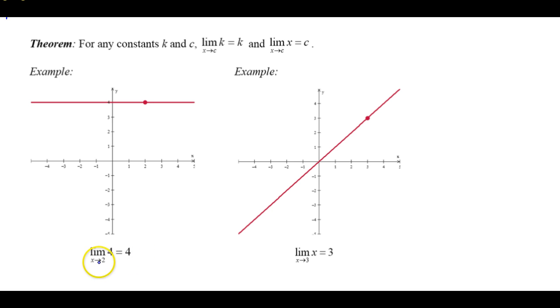So the limit as x approaches 2 of this constant function 4. Well, that's graphed for us here. 4 is just a horizontal line, so this is the function y equals 4.